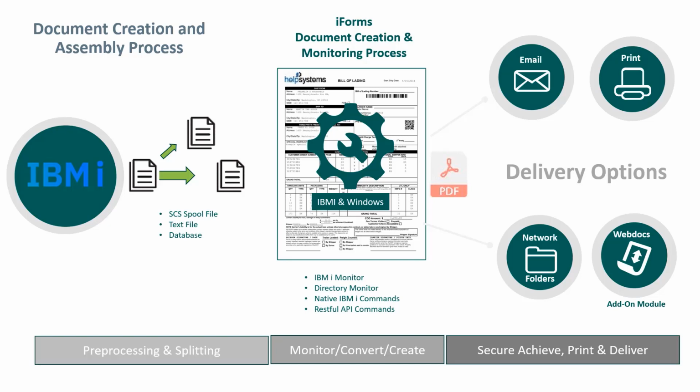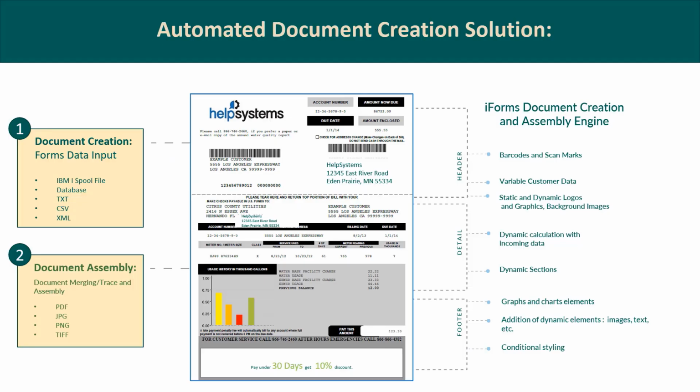Take that information, process it in, create the form, and then do some kind of distribution on it, right? So pre-process, split, monitor, convert, create, and then secure, archive, print, or deliver that information at that point, right? Now, again, like I said, there's those two components to the iForms core application, right? So we have the capability to create these nice output information, right? With the different kinds of data sets, but then assemble information around that as well.